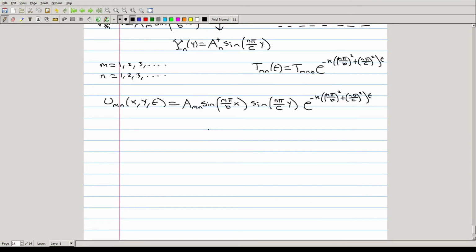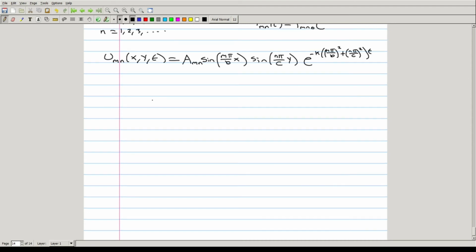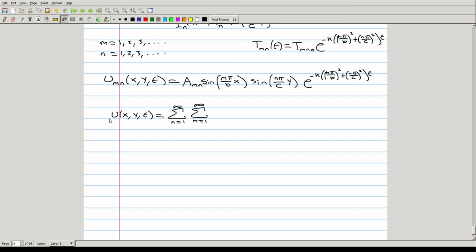And by the linearity of this PDE, the most general solution then is going to be the sum over all m and all n of this expression right here. Specifically, u of x, y, t is going to be a double summation, n from 1 to infinity, m from 1 to infinity of this expression right here.